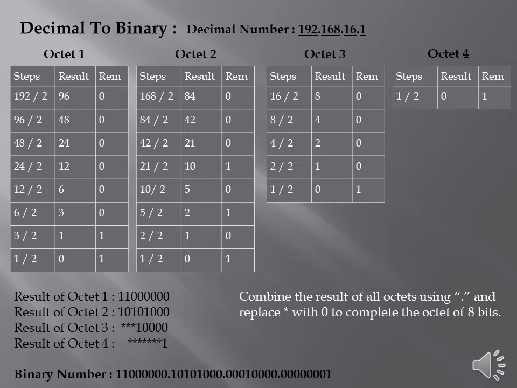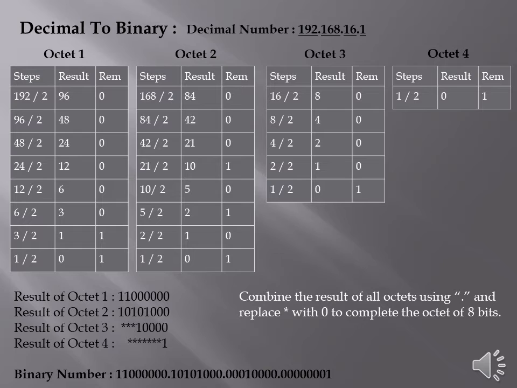1 by 2, as we know 1 by 2 is not exactly dividing, so result would be 0 and 1 would be added to the remainder. So result of octet 1 would be calculated from the last step of octet 1. As we see, the remainder we achieved from the last step is 1, which would be considered as the first bit of the binary number. 1, then all zeros.